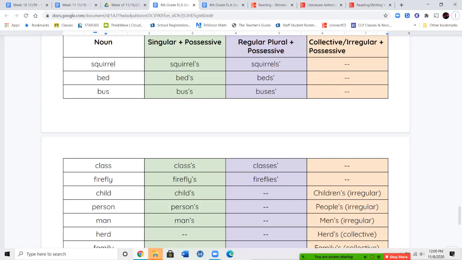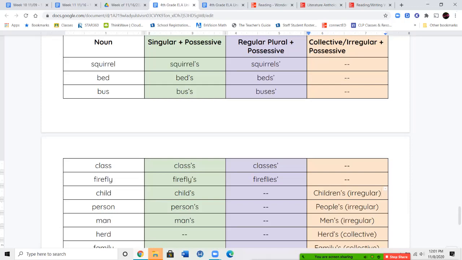You're talking about something that belongs to one kid. But if I'm talking about a group, I'm going to say children, and I'm going to add the apostrophe S to show that it is possessive. So the children's books or the children's juice boxes, right? That apostrophe S shows me that I'm talking about a possessive form of that collective noun or that irregular noun.